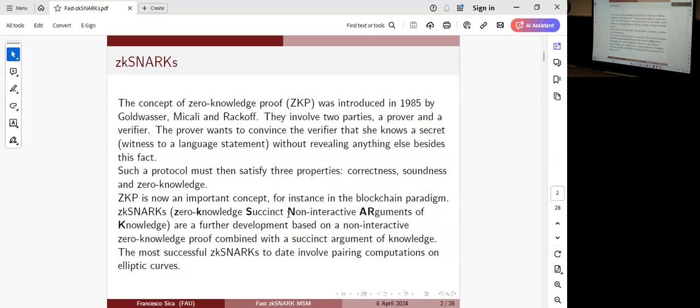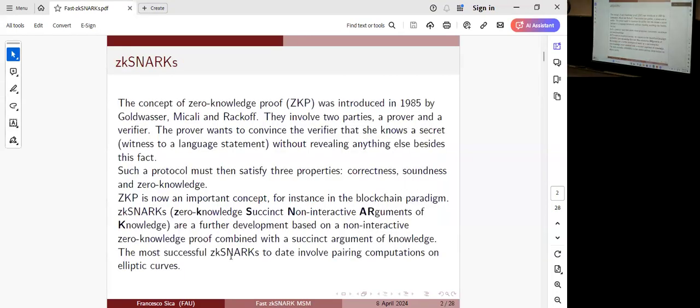And the succinctness is because the size of the argument is small. It's a non-interactive argument of knowledge, and it has to satisfy three properties: correctness, soundness, and zero knowledge.